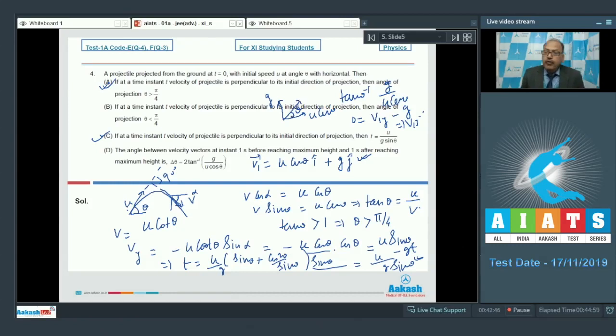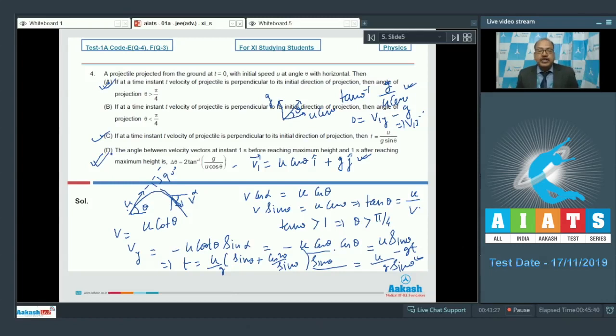Okay, so just 1 second before reaching the maximum height, the velocity is above horizontal, and it's above horizontal by tan inverse (g / (u cos θ)). After 1 second, it will be below horizontal by the same amount. So if I look at the statement, it says the angle between velocity vectors at 1 second before reaching maximum height and 1 second after reaching maximum height is this much. So actually the angle between these two velocity vectors will be 2 times tan inverse (g / (u cos θ)), which means option D is correct.